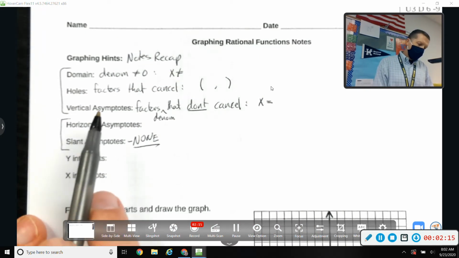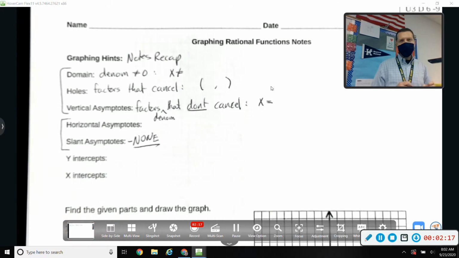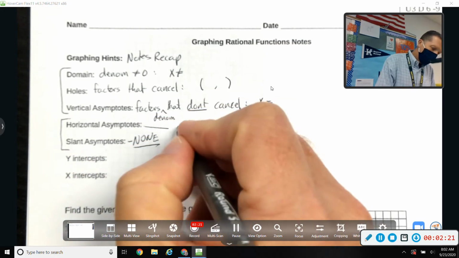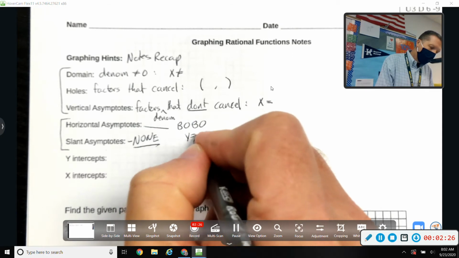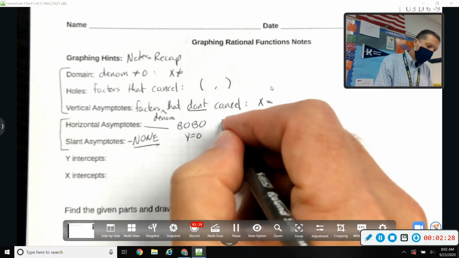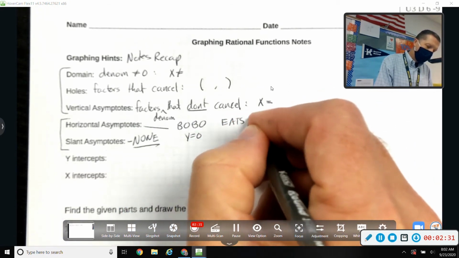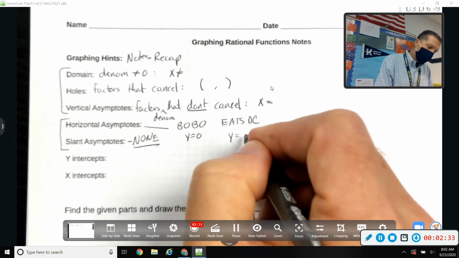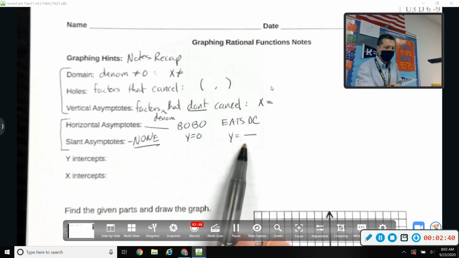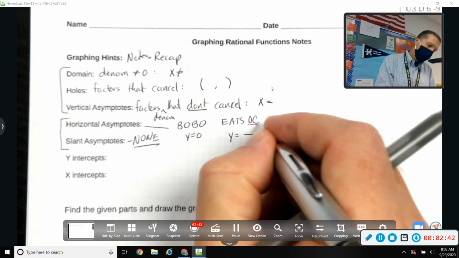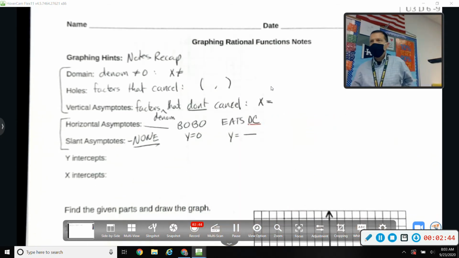All right, horizontal and slant asymptotes. Those go together, but there aren't any slants, so we don't really have to worry about it. That was the BOBO or the EATS DC. That's how we determine the horizontal asymptote. And that's me trying to draw a fraction, right? Because we're going to divide the coefficients. So one coefficient over the other. Lead coefficient over the other.